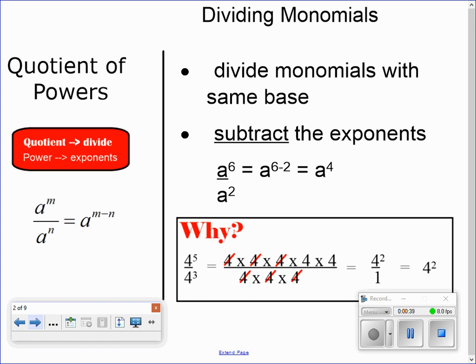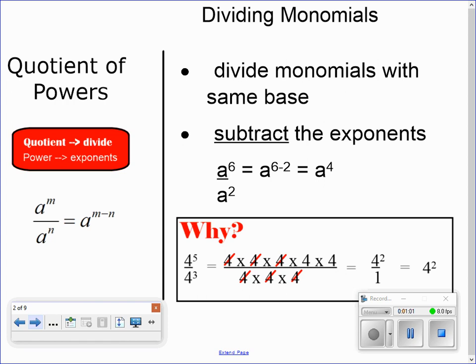We have a to the 6th power over a squared. Those bases are both a, so they're the same, and so what the quotient of powers does is that I can just subtract their exponents. So I can subtract 6 and 2, which gives me 4, and we end up with our new exponent, or our new power, which would be a to the 4th power.